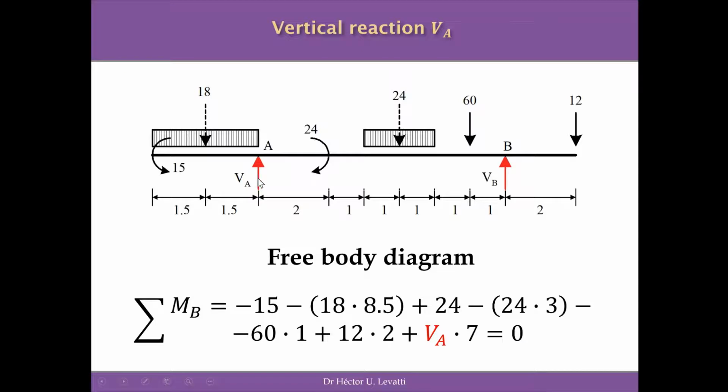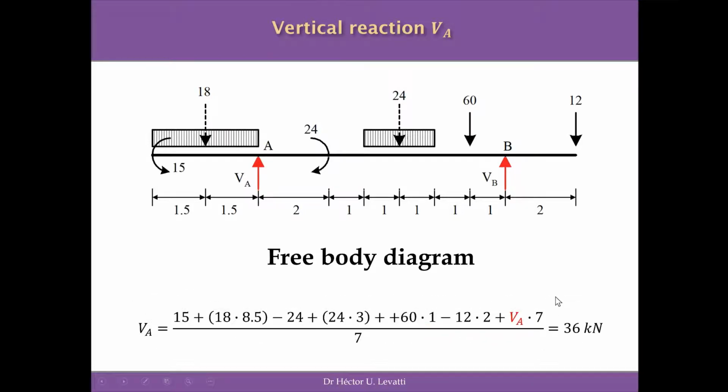In order to establish the reaction VA, which is the vertical reaction at the pin support to the left of this beam, we are now at B. So the first moment we have is minus 15, which is a concentrated moment in kilonewton meters, minus 18 multiplied by the distance, which is 8.5 meters, plus 24, because this is a positive concentrated moment in kilonewton meters, minus 24 multiplied by 3 meters, negative because it's anticlockwise, minus 60 times 1, because it's anticlockwise as well, plus 12 multiplied by 2, the perpendicular distance to the point B, and plus the unknown VA multiplied by 7 meters, which is the distance from VA to the point B, and all of this has to be equal to 0.